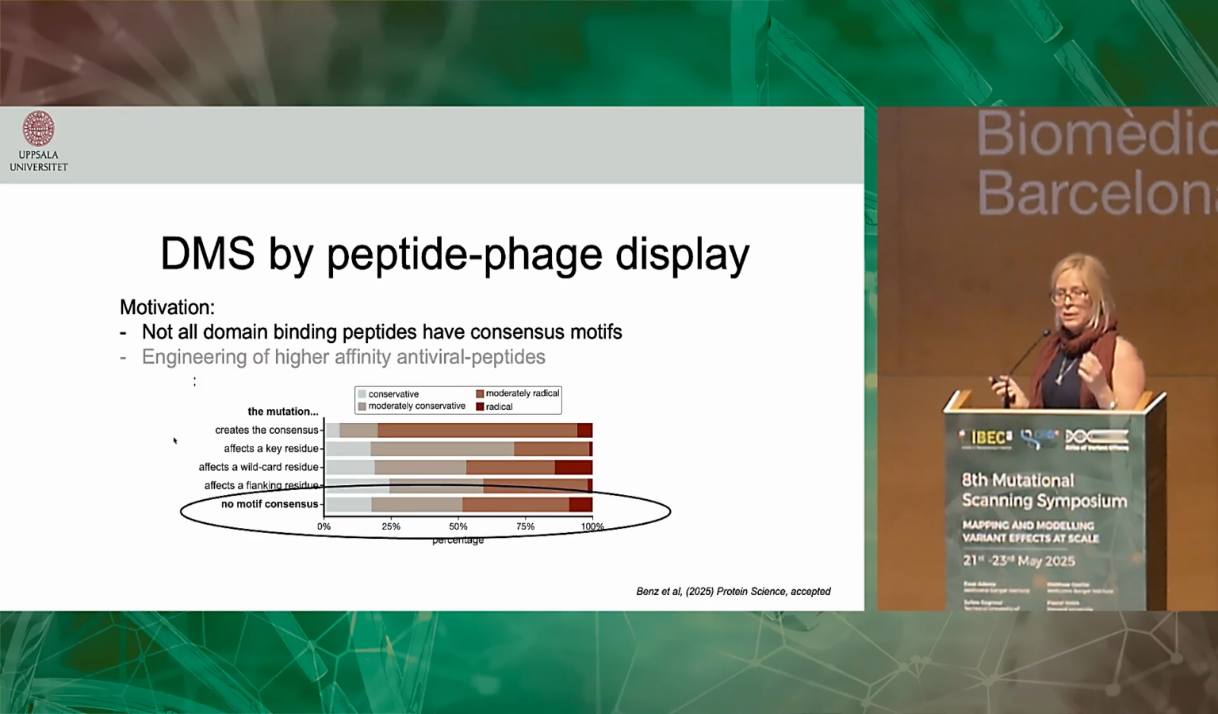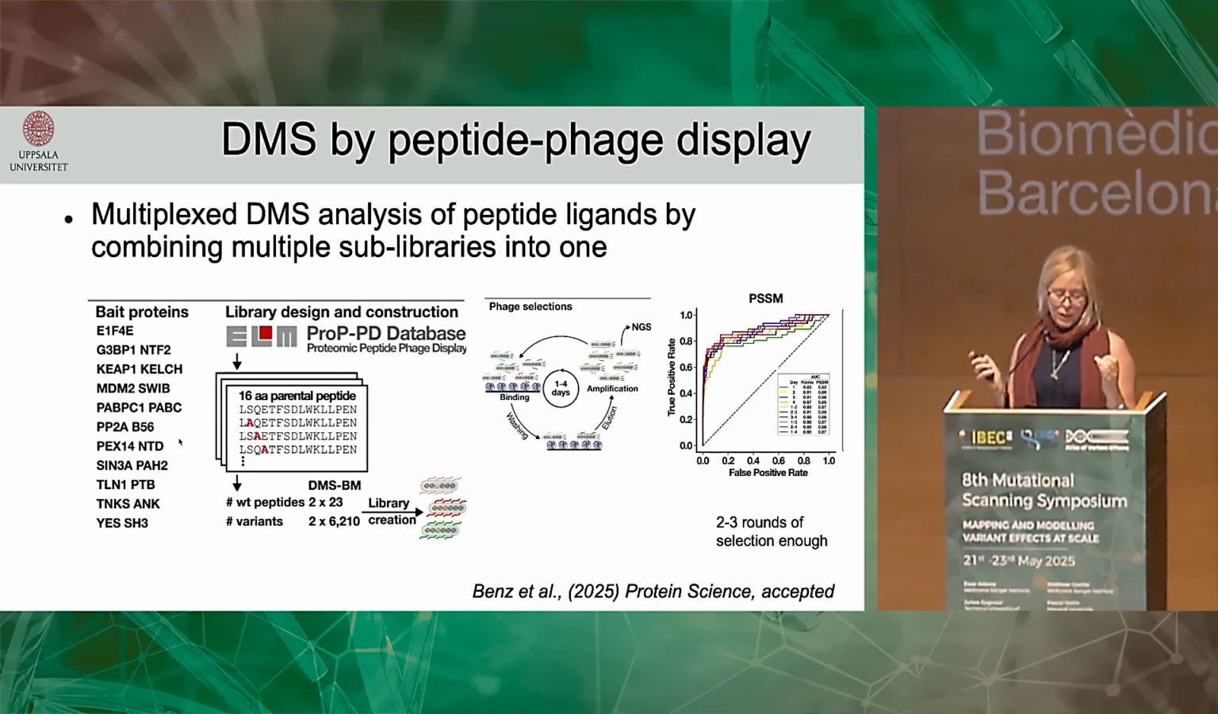Now, since this is a deep mutational scanning meeting, I added something that I rarely talked about, but which was just accepted for publication in Protein Science. So it links to this thing that not all peptides that we find that bind to a certain domain have a consensus motif. Yeah?